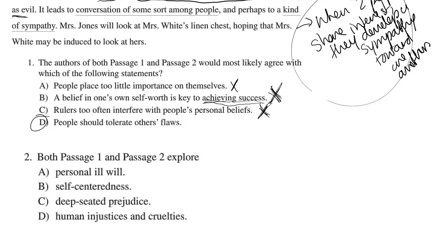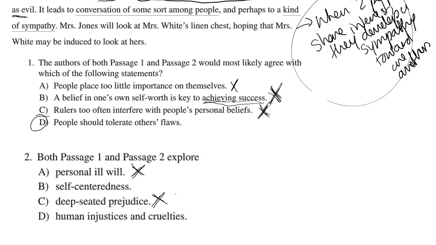The author of passage 1 argues that people are insensible to others' perspectives on life and the world, and this indifference leads to human injustices. Therefore, A and C need to be eliminated. We also see that choices A and C need to be eliminated, but human injustices and cruelties are not mentioned by the author of passage 2.